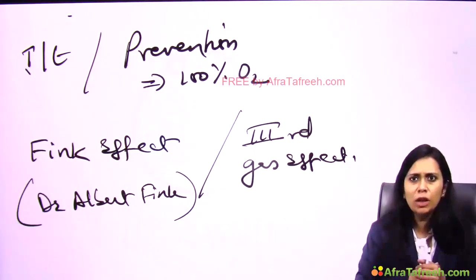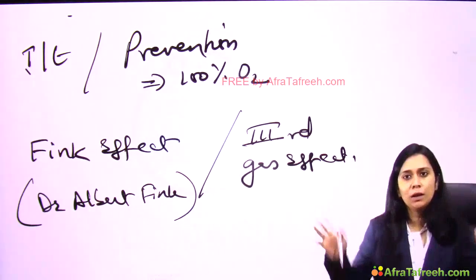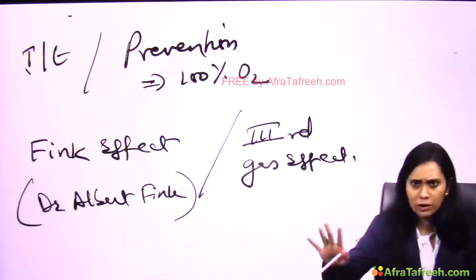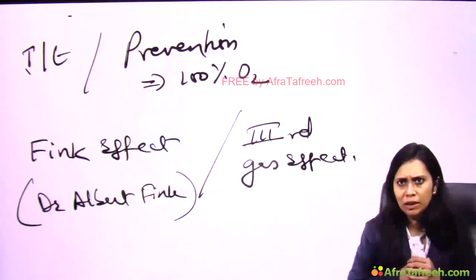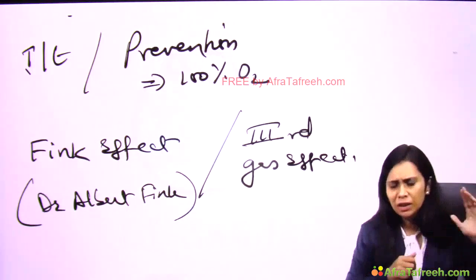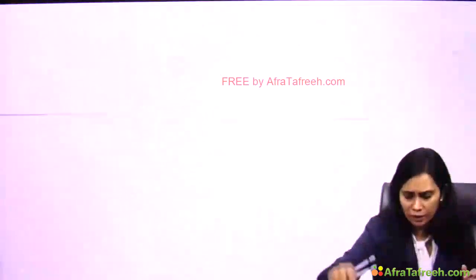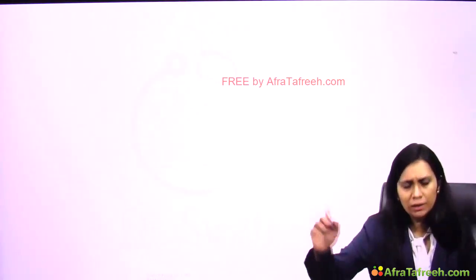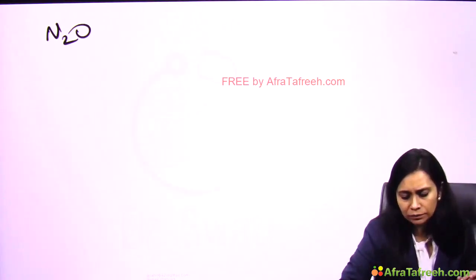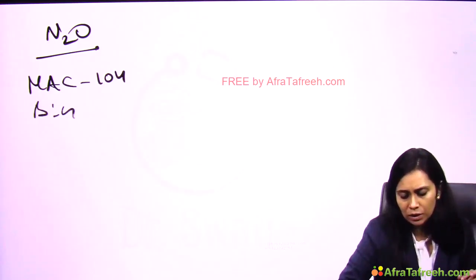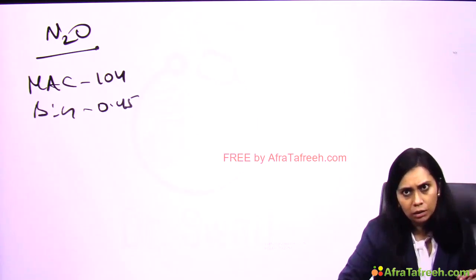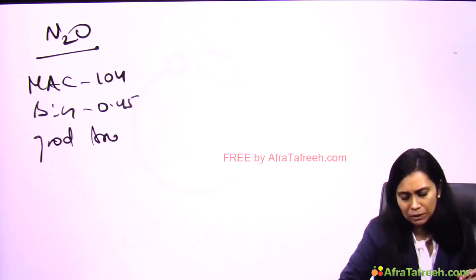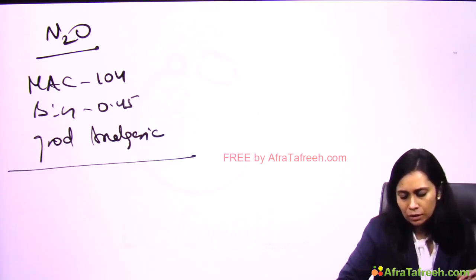This is all about diffusion hypoxia and all about nitrous oxide. So we have finished nitrous oxide and we are left with only one inhalational agent. But before I discuss that, just let me revise nitrous oxide for you very fast. You need not copy anything, just listen. Nitrous oxide. What are the points we have discussed? MAC 104. Blood gas solubility 0.45. Good analgesic. Then supporter of combustion.